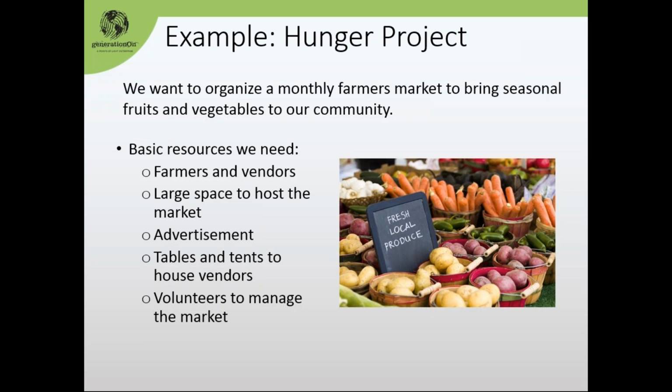Next, you want to figure out how you're going to advertise. Advertise the event to the community members as well as advertise it to farmers. Next, you're going to want some sort of tables or tents or chairs to help the farmers set up and display and sell their produce.